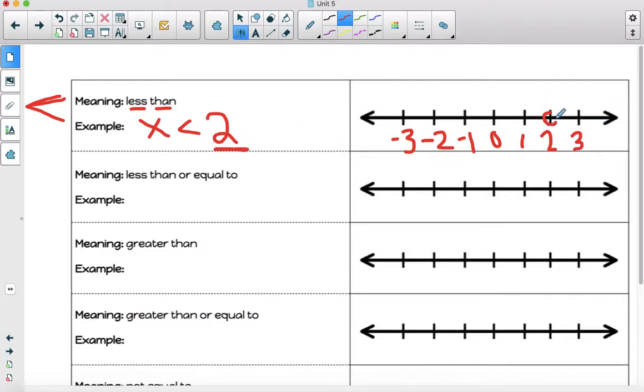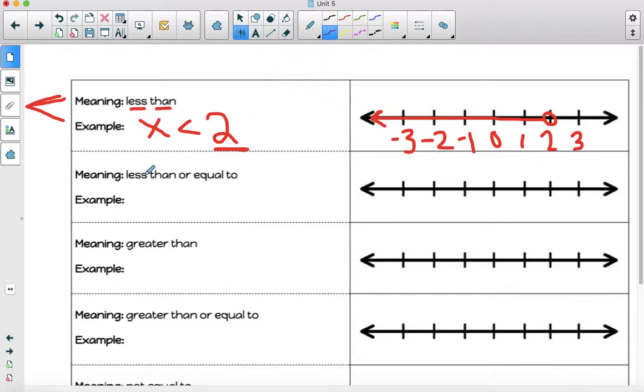I'm going to draw a circle. Okay, this time it's super important that we leave that circle hollow. Do not color it in. Okay, and I'll explain more of a reason why here in just a little bit. So we're going to put an open circle on the number 2. And if x is less than 2, it means it could be any of these numbers to the left. So we're going to draw a line that points to the left. Okay, so this is how I would graph the inequality x is less than 2. So it's at the 2, and it could be any number to the left of it on the number line.